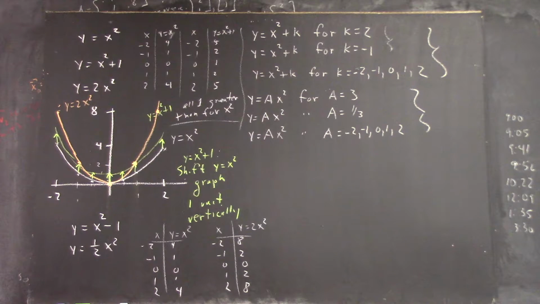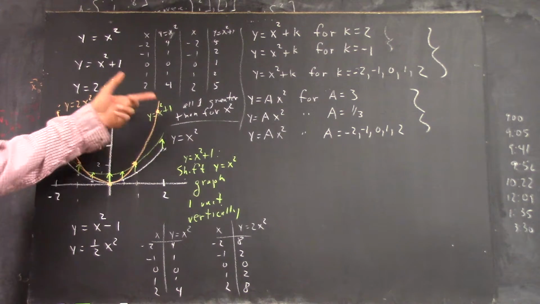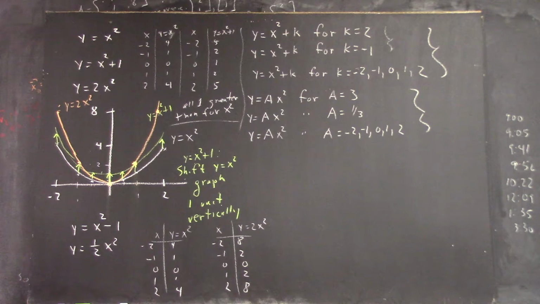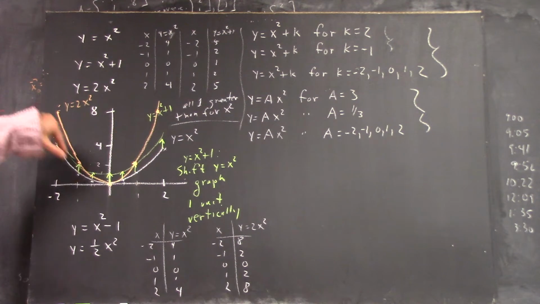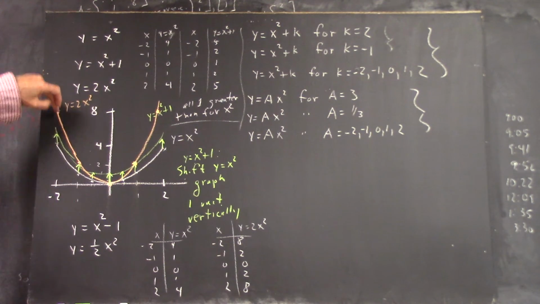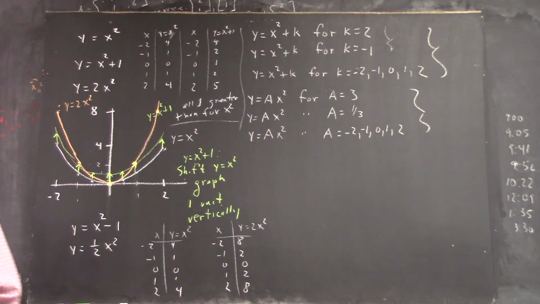Now, how could you have constructed this graph without having to do the table? If you have this graph, how could you take this graph and transform it into the orange graph? What would you have to do?